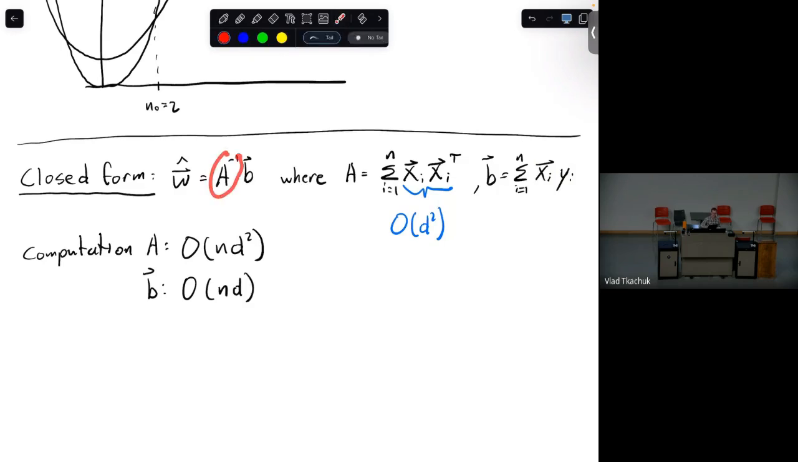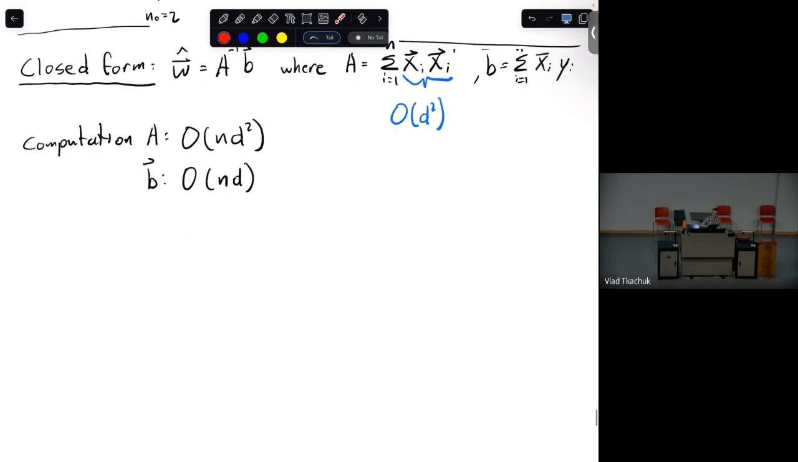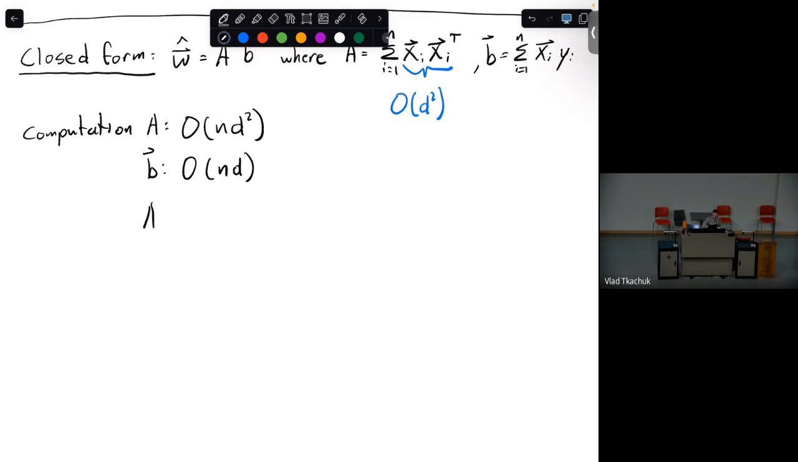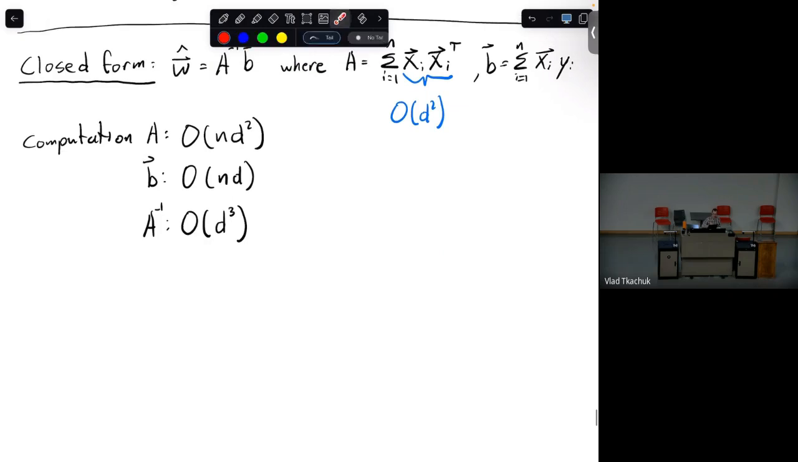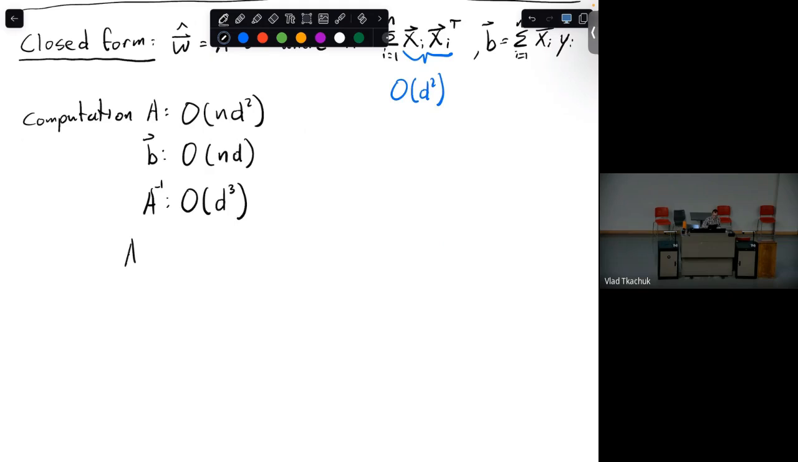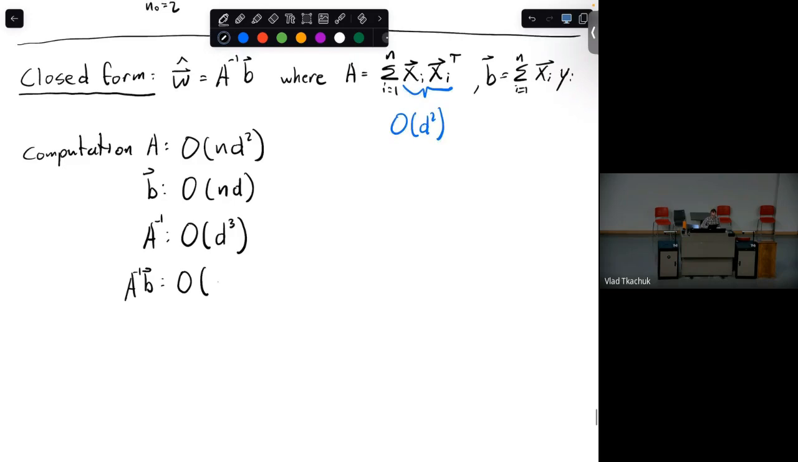But we need the inverse of A. Right? So we've calculated A. Now we need to compute its inverse. That's another step, another operation. How much does that take? I just tell you that it's approximately, and there's a whole lot of research and math that goes into this, but it's approximately d cubed to take an inverse. Okay. And then you need to multiply these two together, and I tell you this multiplication is equal to d squared.